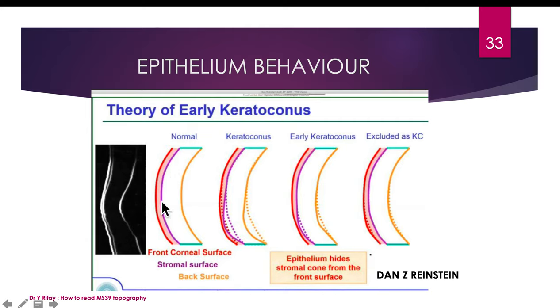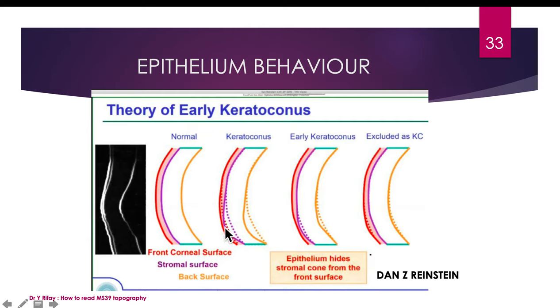It is very interesting to see the behavior of the epithelium, because if we understand the behavior of the epithelium, we will see what is behind, what interests us. It is the stroma. So here, when we have a regular epithelium, it means that we have a regular stroma. When we have an irregular epithelium, it means that we have some ectasia below. And here you see that there is a bulging in the posterior surface and a thinning at the peak.